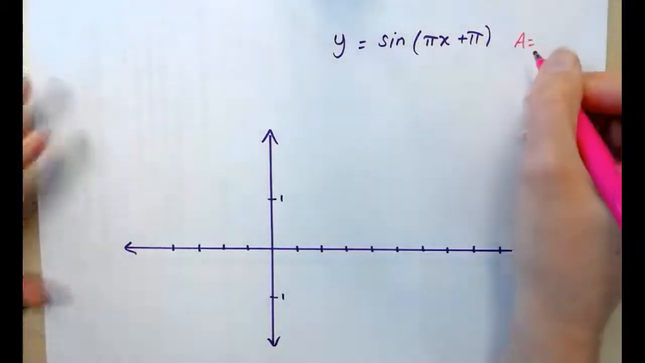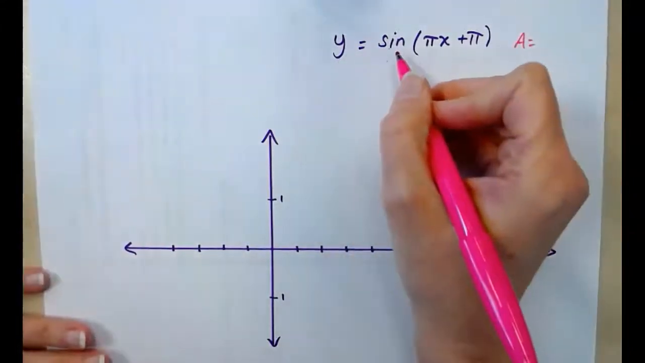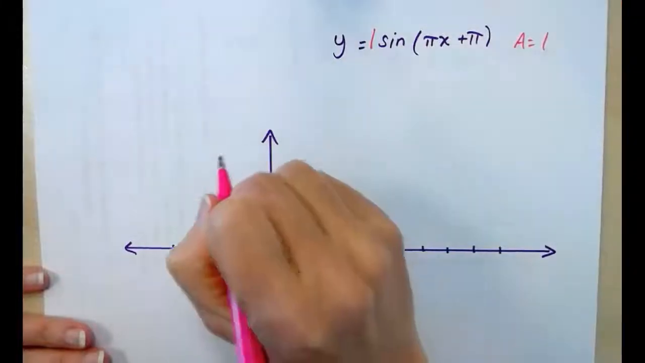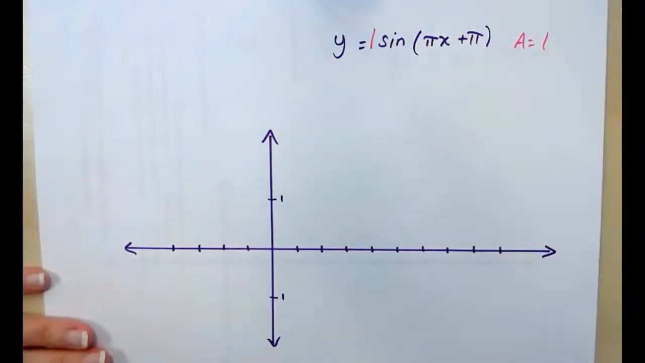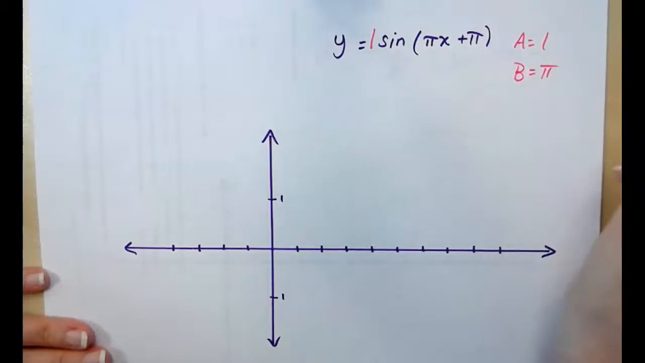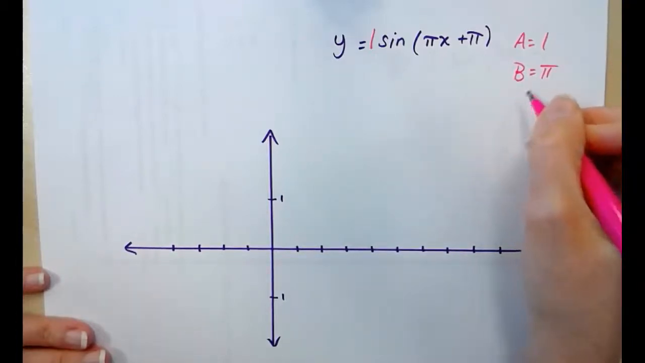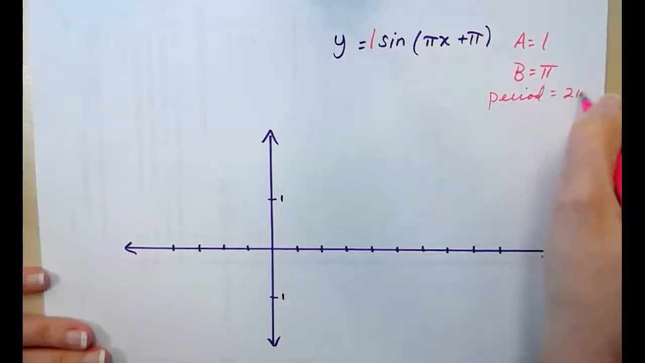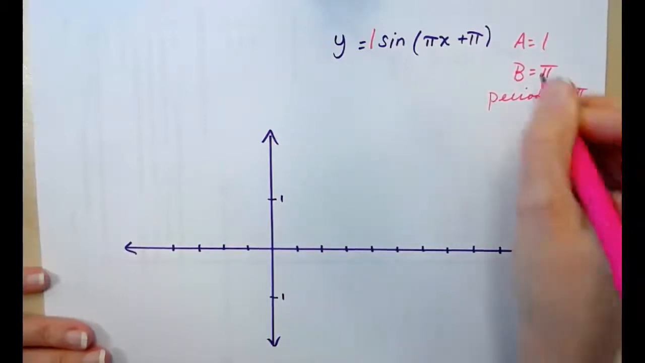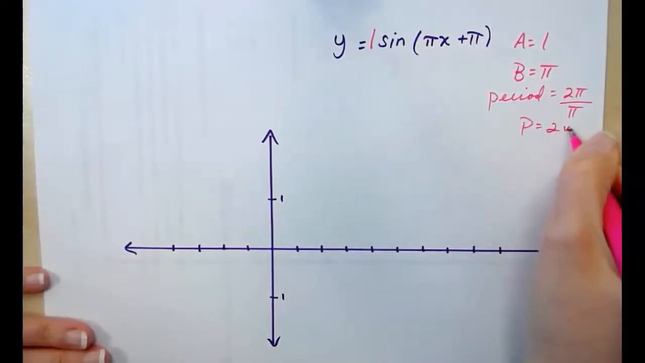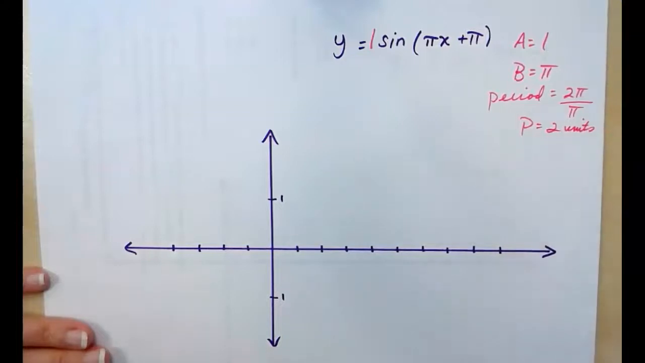So in this first function, y equals 1 sine of pi x plus pi. Our A value is 1, which means our amplitude will be 1, and it's a positive 1. B is equal to pi, which means that our period is going to change because the period is found by taking 2 pi and dividing by the B value, in this case pi. So our period here will be 2 units long.